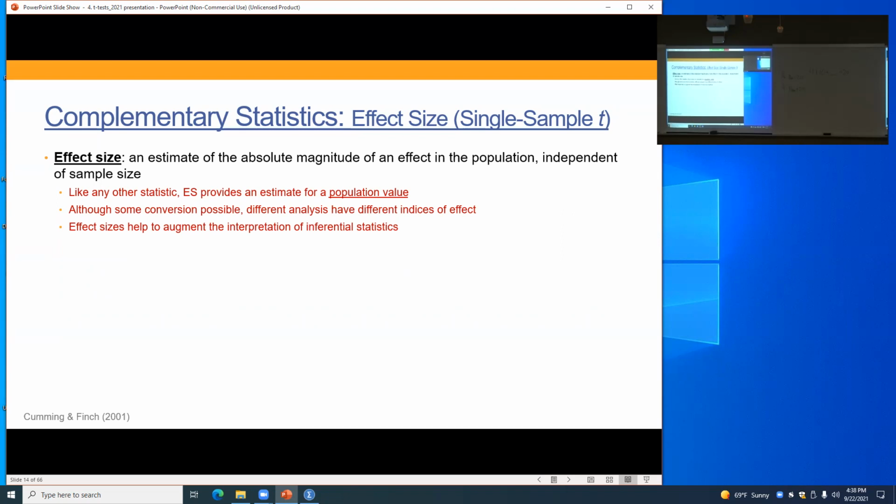Now, when we're running our meta-analyses, there are conversions that we can do, but know that as I'm working through different types of analyses, we're going to be working with different effect size metrics, okay? But what this does is it helps us augment our interpretation of our inferential statistics, okay? So for our effect size for the single sample t, there are a couple of different options. One, we can just look at the raw difference between the mean and our population value as a simple measure of effect size, right?